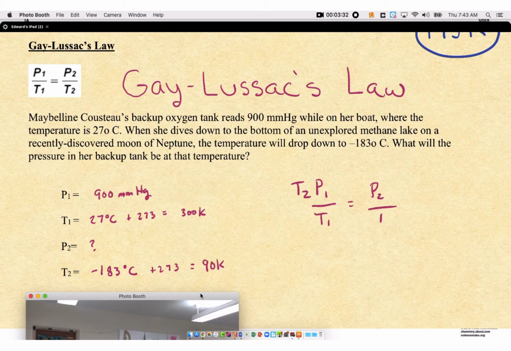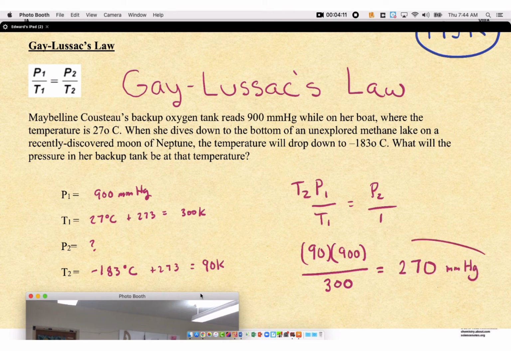So we have T2 times P1, so 90 times 900 divided by T1, which is 300. We could almost do this one in our head. I'm going to say it's like 270. Let's check it out, see if I'm right. 90 divided by 300 times 900 is 270. And that is mmHg. Remember, the labels are consistent.